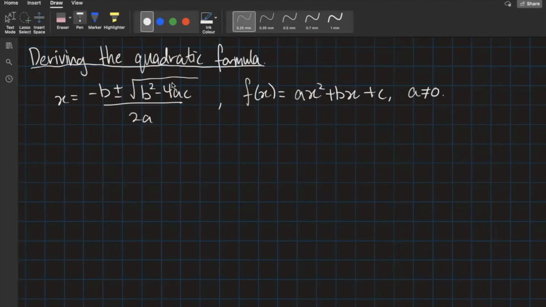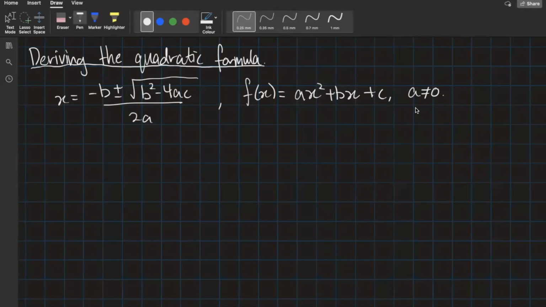Today, I would like to show you how to derive the quadratic formula. The quadratic formula tells us the x-axis intercept values for a parabolic function. The quadratic formula is this expression here: x is equal to negative b plus or minus the square root of b squared minus 4ac, divided by 2a, for a function f of x in the form ax squared plus bx plus c, where a does not equal 0.